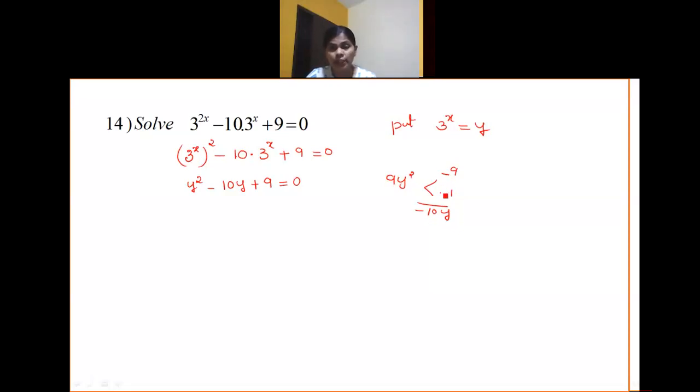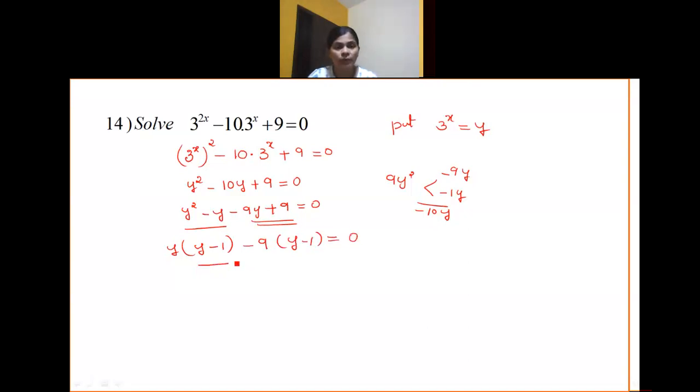For that reason, I need to go for minus 9y and minus y. So I will get y square minus y minus 9y plus 9 is equal to 0. Now combining the first two, taking common y, I'll get y minus 1. Combining the next two, taking minus 9 as the common, I get y minus 1. That's equal to 0.